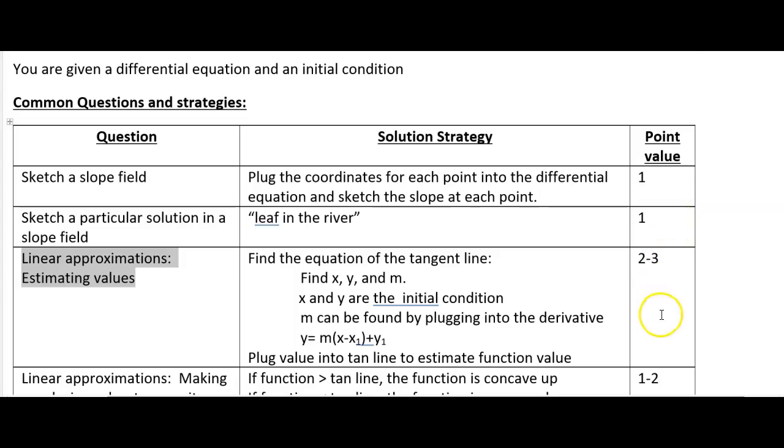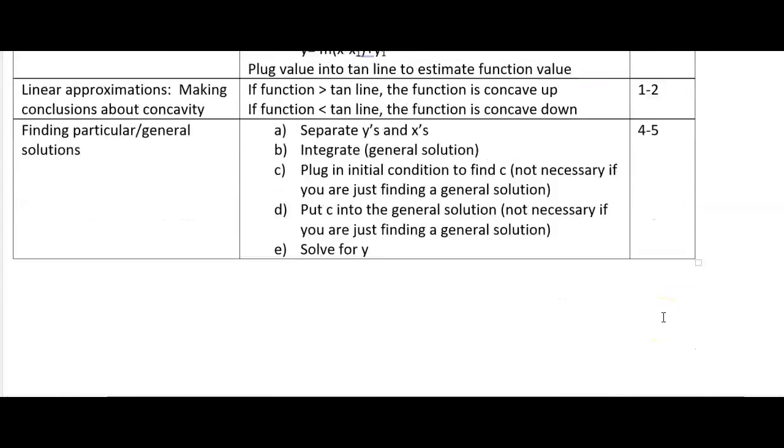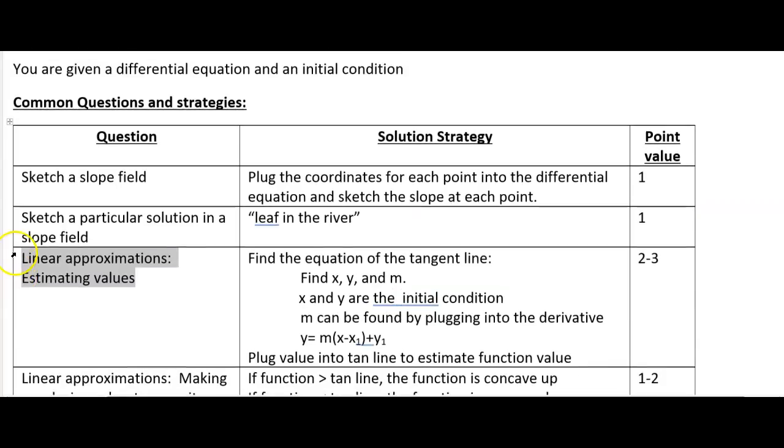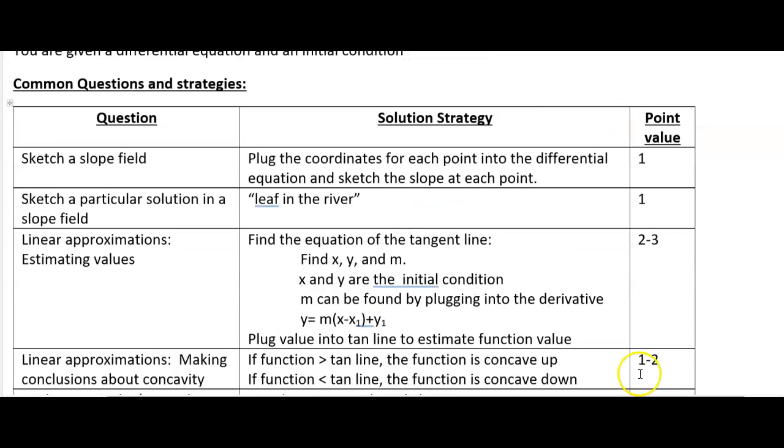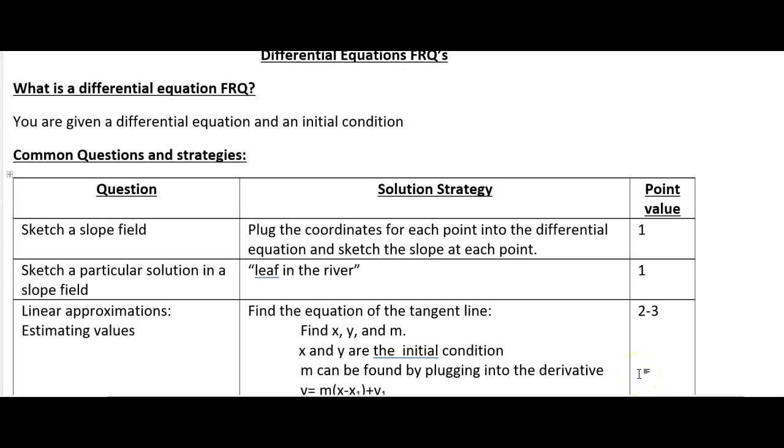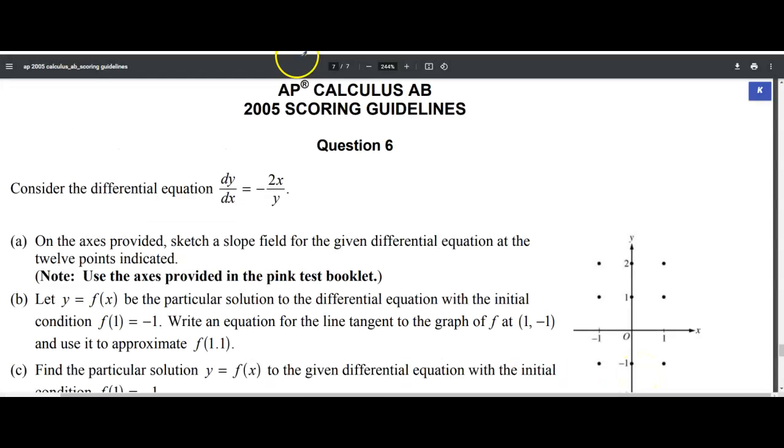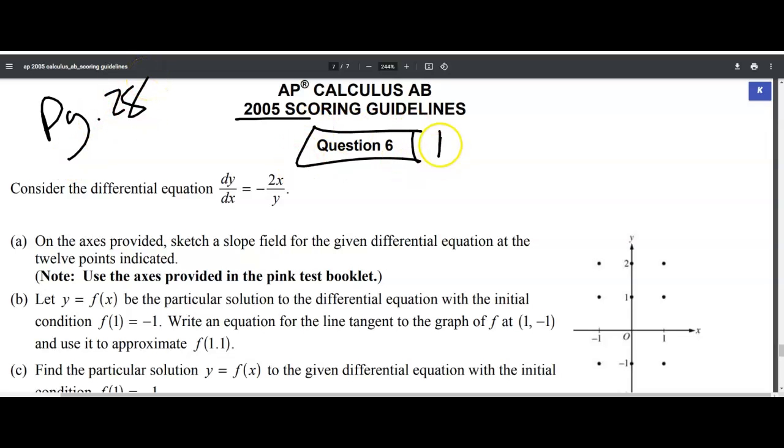And here are the points that they typically ascribe to those types of questions. So what I'm going to do is I'm going to do one type of question from each one of these in this video just to kind of show you what those look like. All right, so let's go ahead and get started here. All right, so here's our first one, 2005. It should be pretty close to page 28 in your blue books. Notice that it's question 6, which means we should not be using a calculator on this particular question.